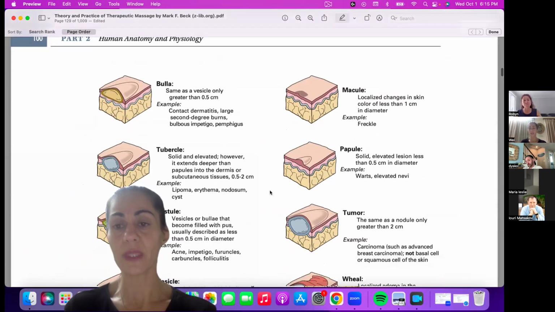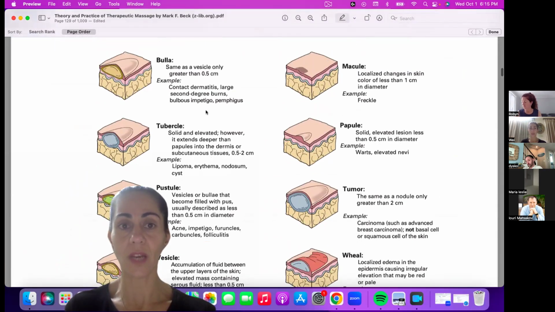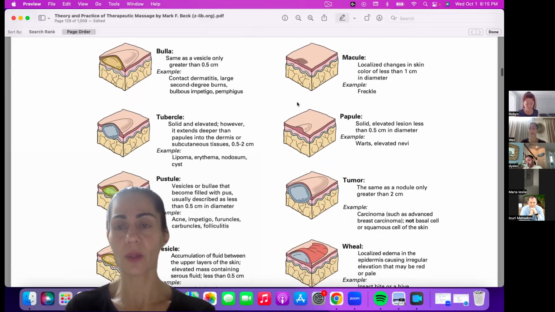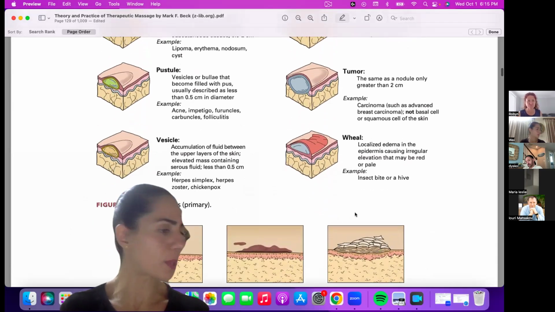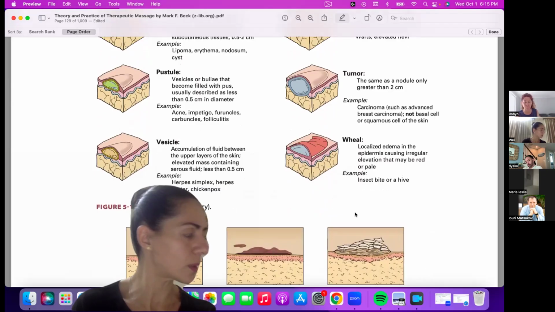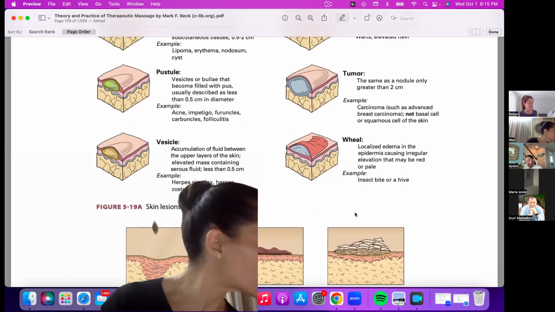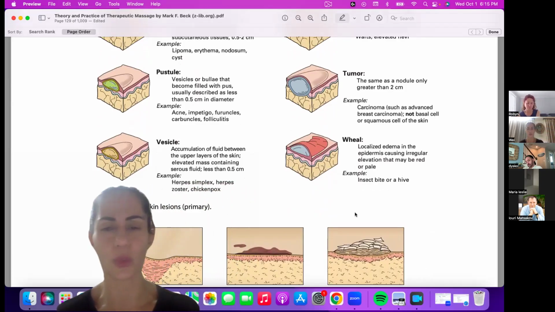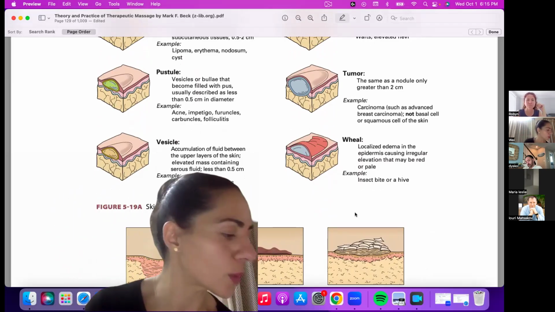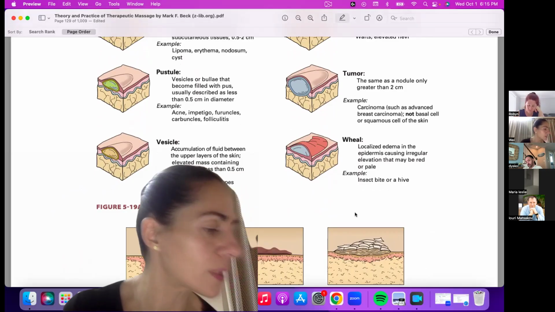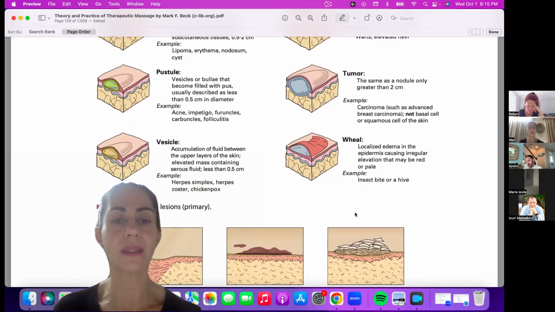The different types of lesions of the skin. You have bulla, tubercle, pustule, vesicle, macule, papule, tumors. And I think you have a picture on that. So if you turn to page 112, you're going to see all different actual real pictures. Here's more like cartoon-like pictures, but if you look in your book, you're going to see all different types of skin lesions.